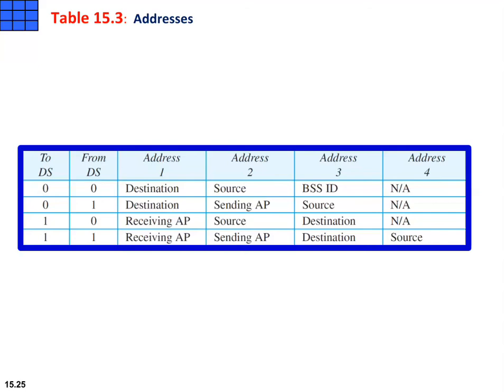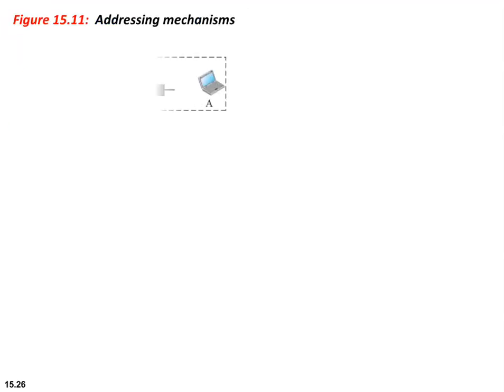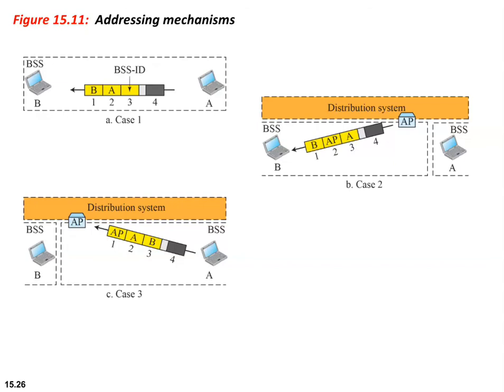Next is case 3, that is To DS is 1, From DS is 0. So address 1 is the receiving AP, address 2 is the source, address 3 is the destination. You can see here in case 3, address 1 is the access point, which is the destination, because To DS is 1, From DS is 0. It is from one basic service set, through the access point, moved to the next basic service set. So the source is A, and address 3 is the station of the other basic service set, which is B.